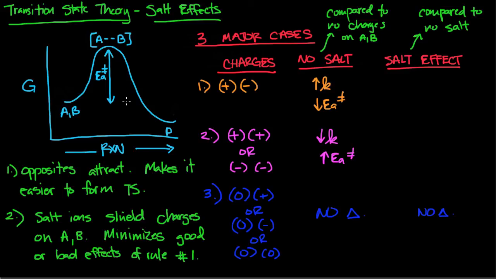Okay, so what are our results going to be? If you had positive and negative A and B, or positive and negative reactants, in the presence of salts, you're going to see that the K value goes down and the EA value goes up relative to if you had no salts present. And then with positive, positive, or negative, negative, the K value is going to go up and the EA double dagger is going to go down relative to the presence of no salts. Okay, remember, for the salt effect, we're comparing to the effect of no salt, and for the column for no salt, we're comparing to if there are no charges on A and B. And then, of course, with the third scenario, if there are no charges, electrostatics don't play a role. So in the presence of no salts or the presence of salts, there's going to be no change.